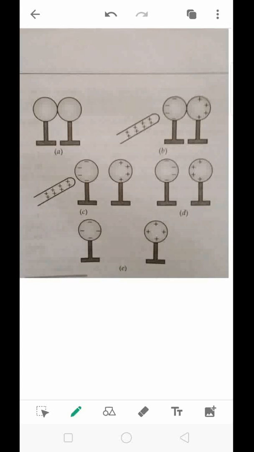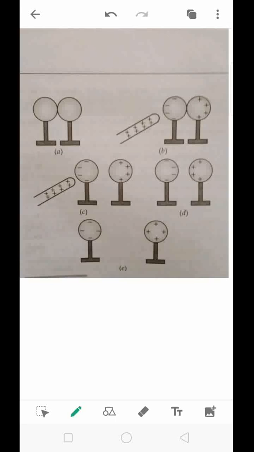Now in case B, what is done? A positively charged glass rod is brought near the first conducting sphere. According to the process of induction, what did we learn? We have learned that when a positively charged body is brought near a conducting rod or conducting sphere, opposite charges will be seen at the near end and the same charges will be seen at the opposite end. That is what we understood in the case of electrostatic induction.